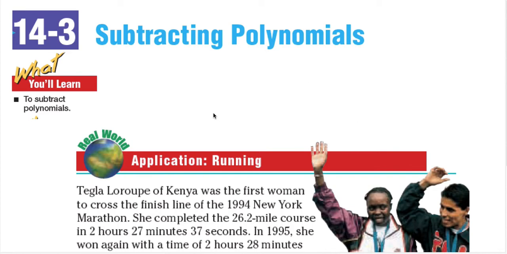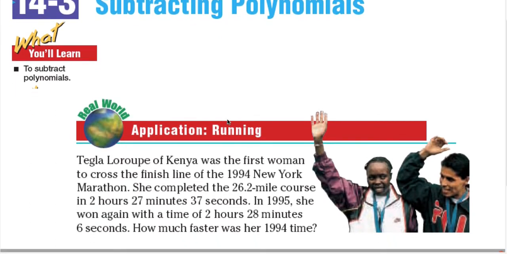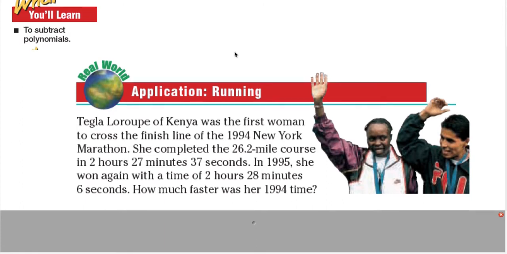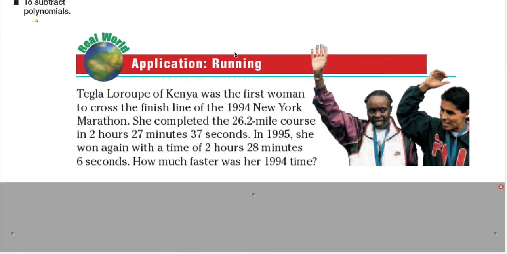Subtracting polynomials. The objective of this lesson is to subtract polynomials. Let's take a look at this example. Tegla Loroupe of Kenya was the first woman to cross the finish line of the 1994 New York Marathon. She completed the 26.2-mile course in 2 hours, 27 minutes, and 37 seconds. In 1995, she won again with a time of 2 hours, 28 minutes, and 6 seconds. How much faster was her 1994 time?